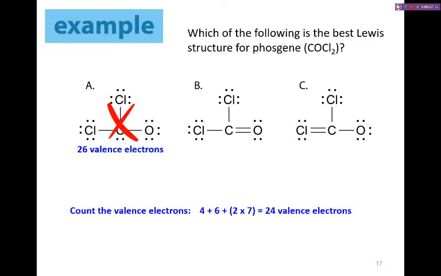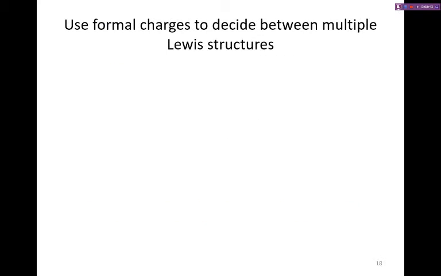If it did represent anything, it would be COCl2 with a 2- charge. So between B and C, how do we determine which is the best structure? The way that we answer this is by using what are called formal charges.